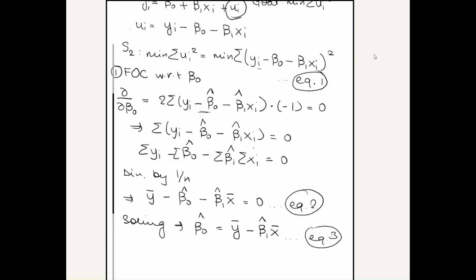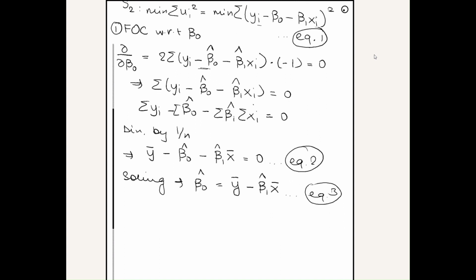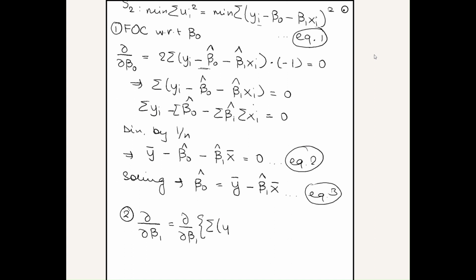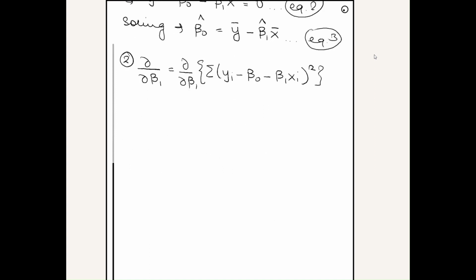Let's go back to equation number 1. There are more steps left, but this is where it gets interesting. Recalling our equation number 1, through our step 2.2, we have the derivative of the function with respect to beta 1, which is the derivative with respect to beta 1 of the summation of (yi minus beta naught minus beta 1 xi) whole square. Taking the first order condition, you get 2 times the summation of yi minus beta naught.